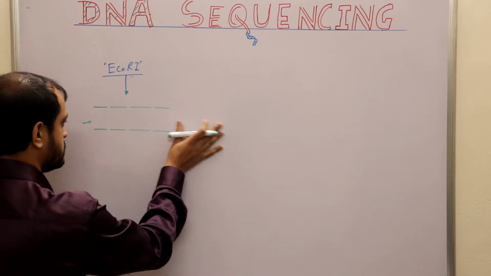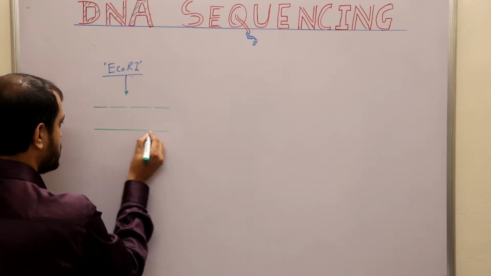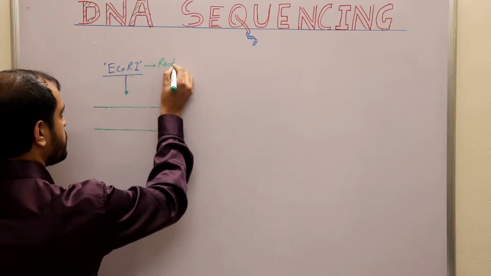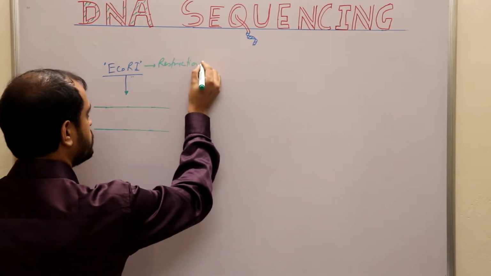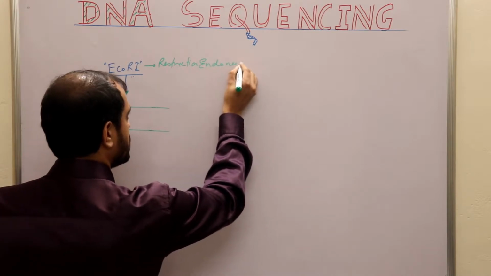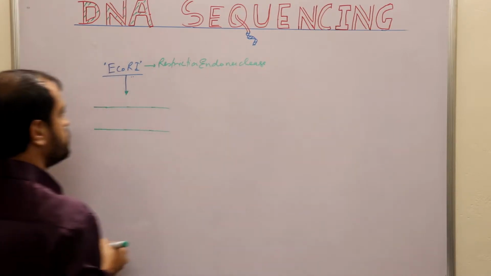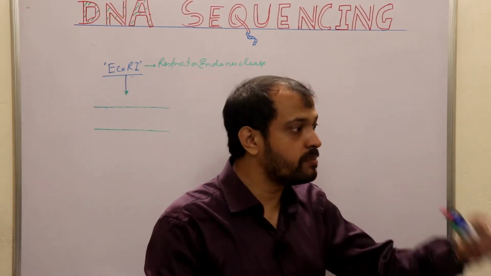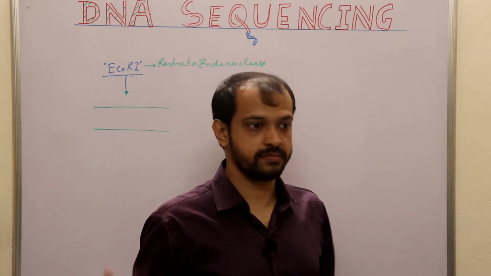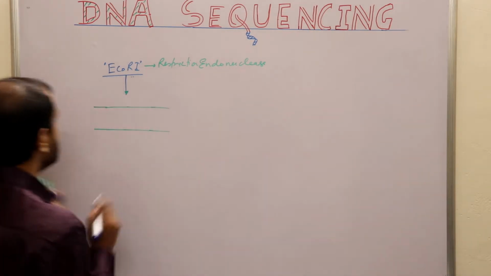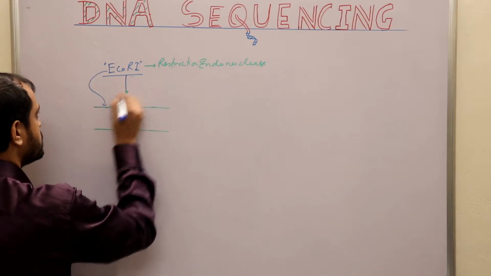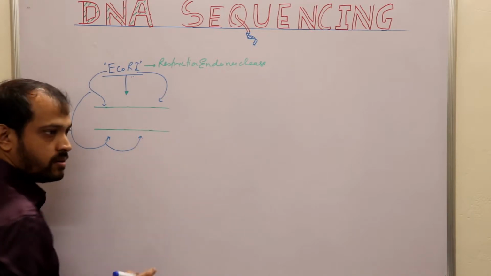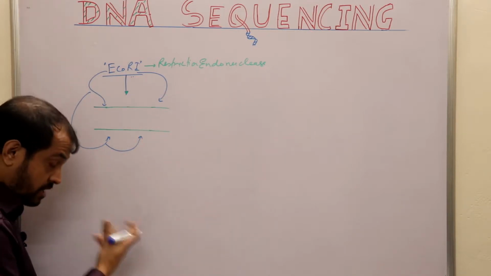But listen with all your attention. This is a very basic point you need to understand about restriction endonucleases. Why are they called restriction endonucleases? Because their endonuclease activity is restricted to a particular DNA sequence. That means EcoRI will never cut here, here, here, or anywhere like this. Then where will EcoRI work?